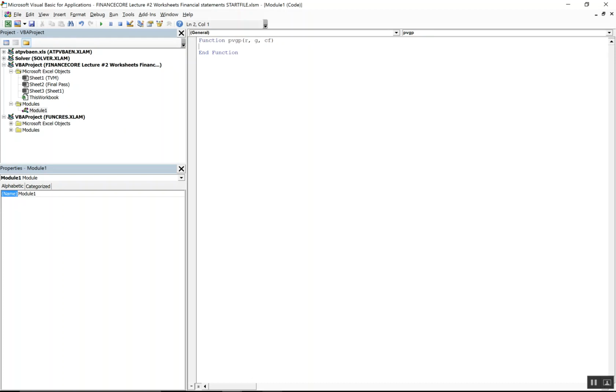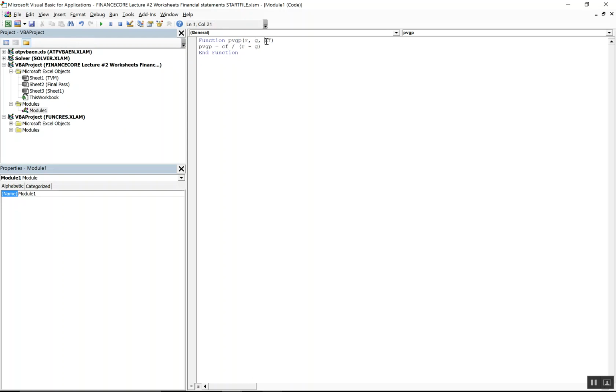Now I'm going to hit enter. Notice this function turned blue. The words End Function came up. That's the closing line of every VBA function. And then here I need to put in the program lines. So what we're going to say is PVGP is equal to cash flow divided by R minus G.